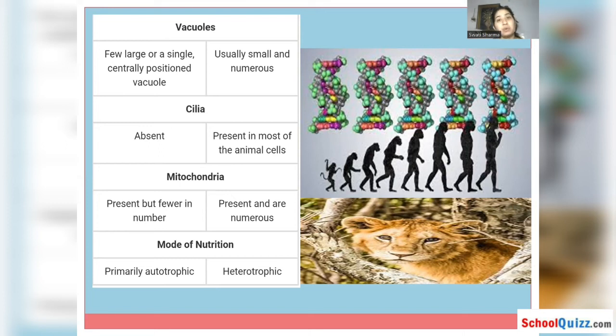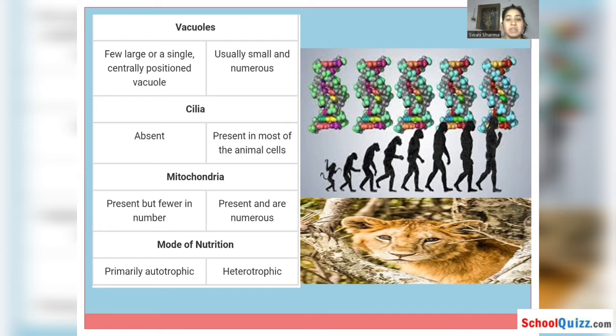If we talk about mitochondria, which is the powerhouse of the cell and is required for the generation of ATP, it is present in plant cell, but it is very few in number. But if we talk about animal cell, it is present and numerous, because we know the organization of animal cell is quite complex compared to plant cell. So more amount of energy is required, and various types of complex processes take place inside humans, animals and higher species. So because of that, the number of mitochondria is more in case of animal cells.